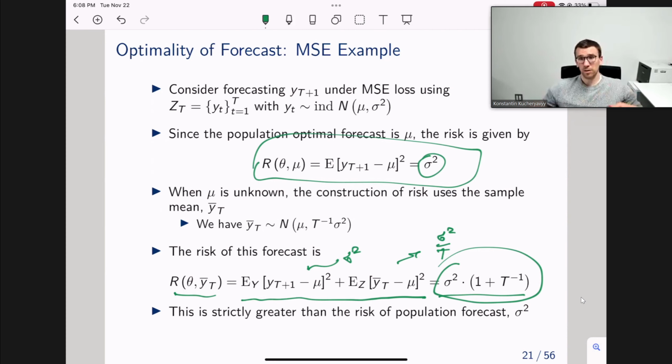But now I can go and calculate the risk of this forecast, and it's going to be this. It's a theoretical risk, and in practice, of course, you don't know this, but I don't need it. I just want to compare this number to this number. That's all.